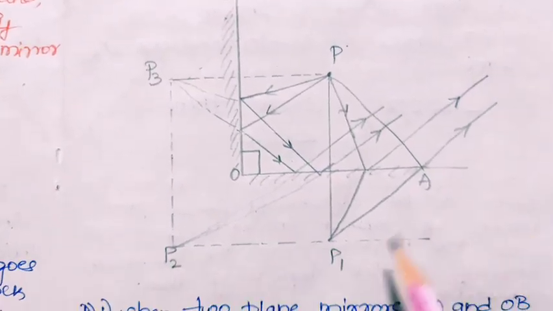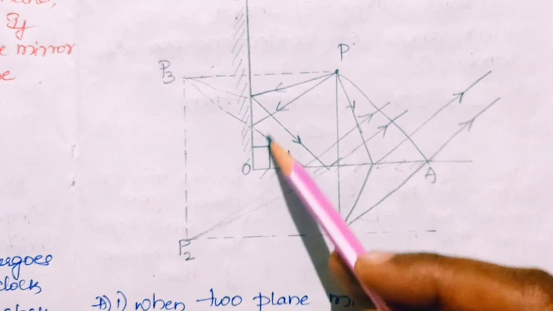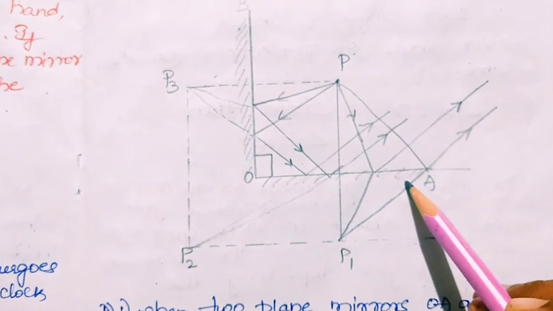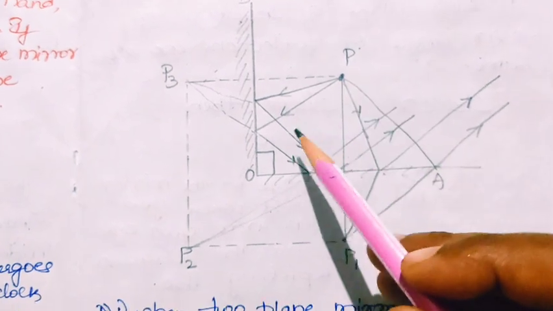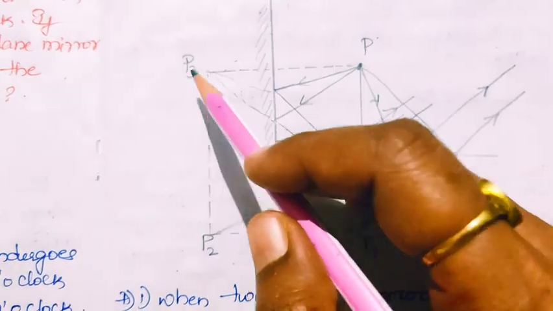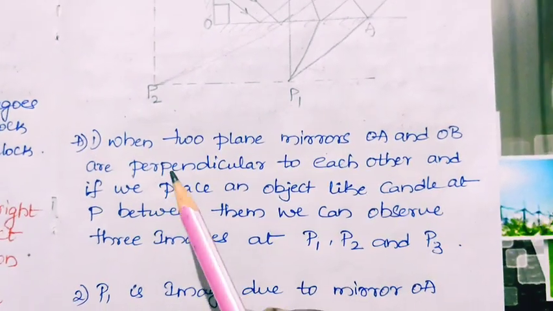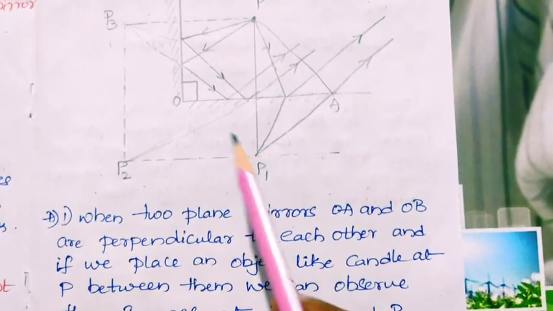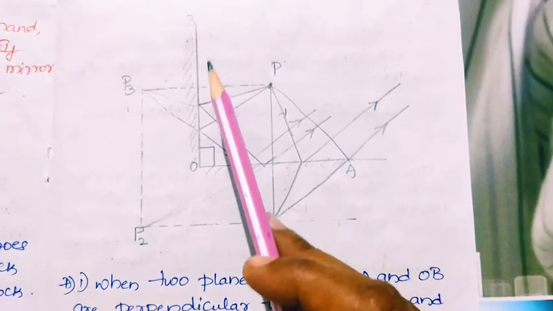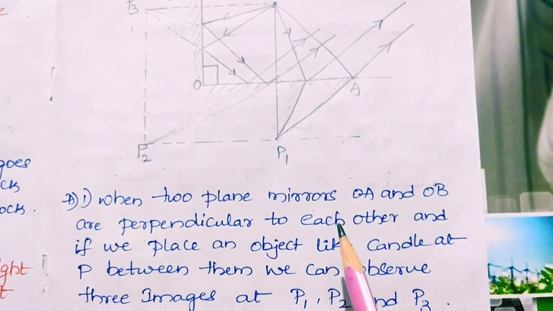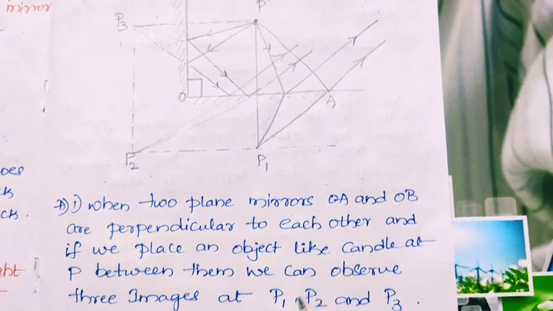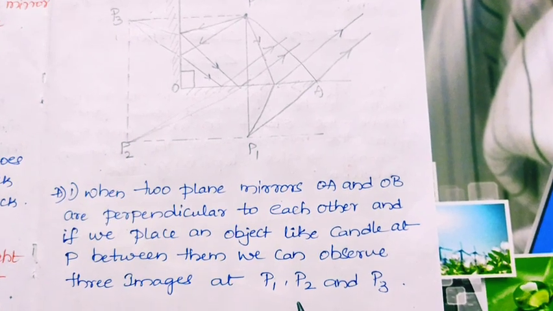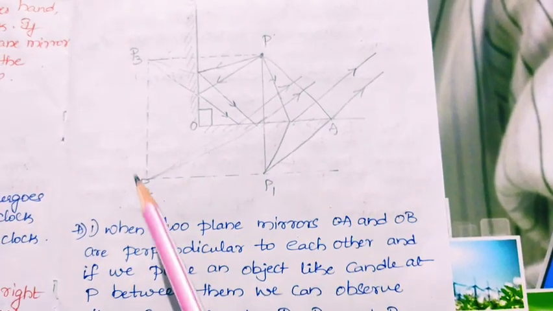We'll explain with the help of a diagram here. Here two plane mirrors are arranged perpendicularly and the object is placed here. Three images are formed, P1, P2 and P3. When two plane mirrors OA and OB are perpendicular to each other and we place an object like a candle at P between them, we can observe three images at P1, P2 and P3.